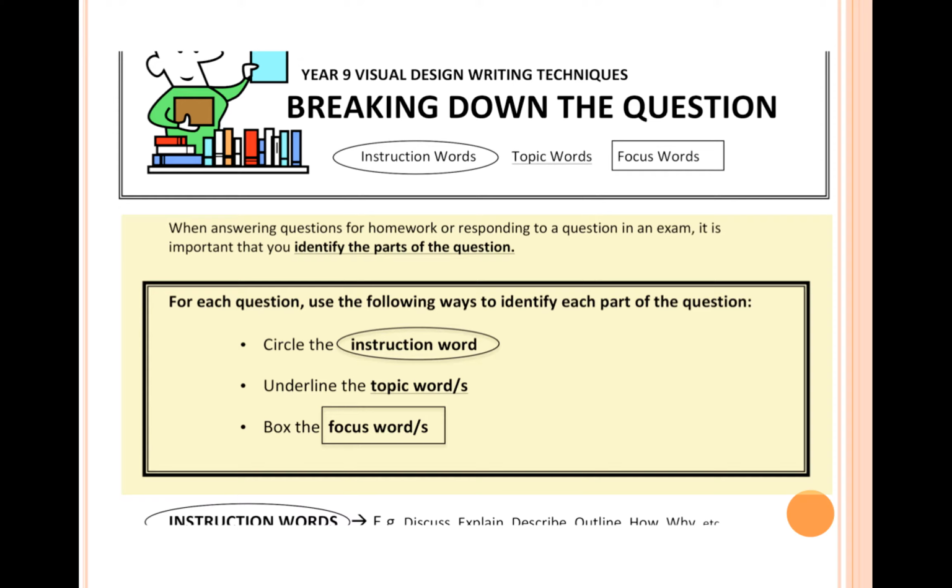So for instance, the word explain. If a question starts with the word explain, what it's asking you to do is to explain how and why certain things happen. To discuss means to bring up some points and to discuss the pros and cons of these aspects.